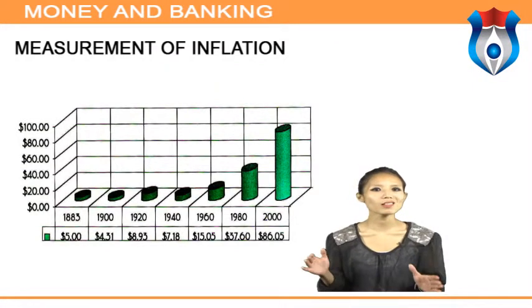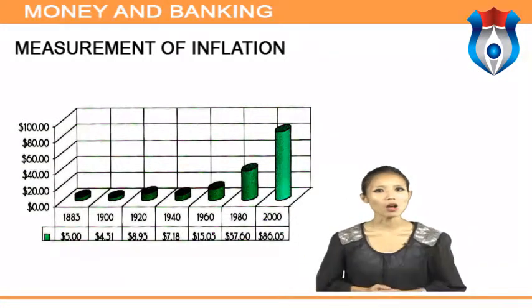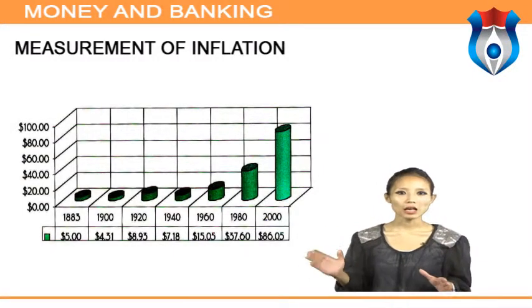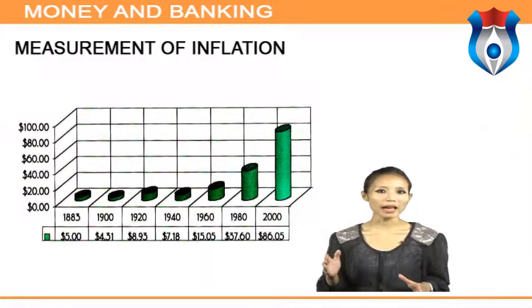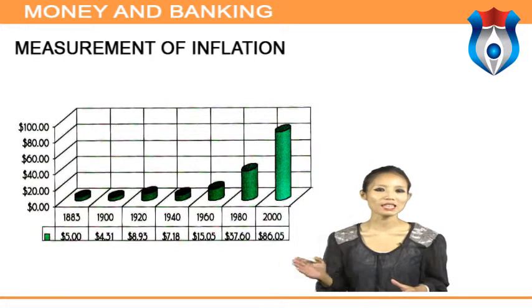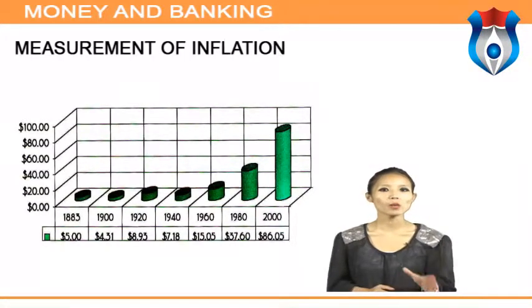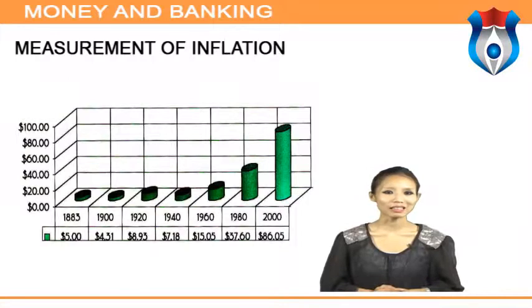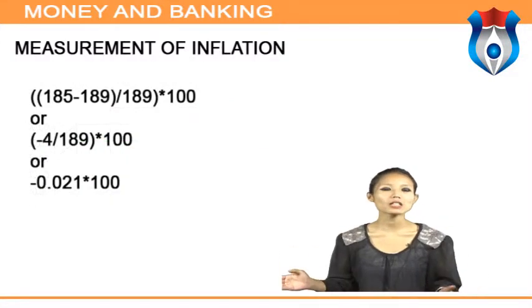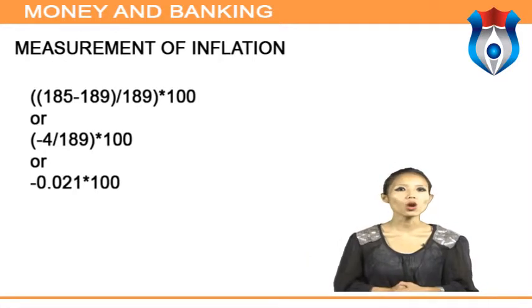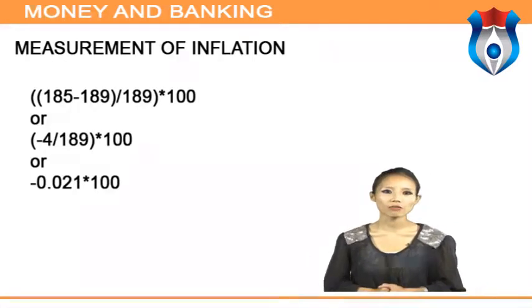What happens if prices go down? If prices go down and we experience price deflation, then A would be larger than B and we would end up with a negative number. So if last year the Consumer Price Index (CPI) was 189 and this year the CPI is 185, then the formula would look like this. This equals negative 2.11% inflation over the sample year. Of course, negative inflation is deflation.